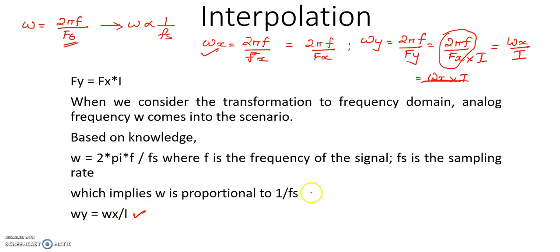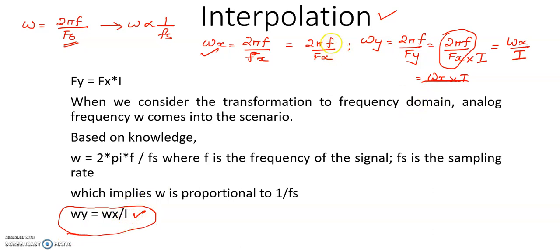The implied meaning is that with respect to this sampling operation being carried out in the form of interpolation, where you are adding samples, what happens eventually is that the input frequency will be reduced by a factor of I at the output side. That is the point conveyed over here. Omega y will be equal to omega x by I.